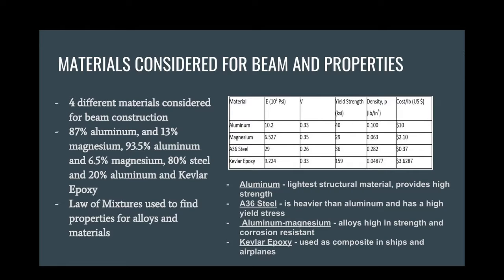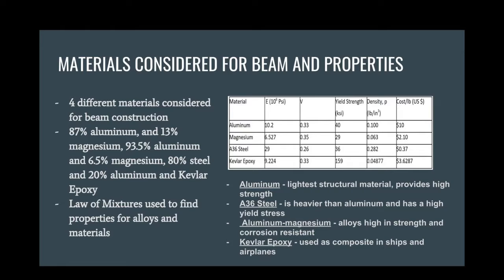And so we used 87% aluminum and 13% magnesium epoxy. We also did a 93.5% aluminum and 6.5% magnesium and epoxy composite. And an 80% steel, 20% aluminum composite, and then the Kevlar epoxy. And so we used the law of mixtures to find the properties for the composites and for the material Kevlar epoxy.